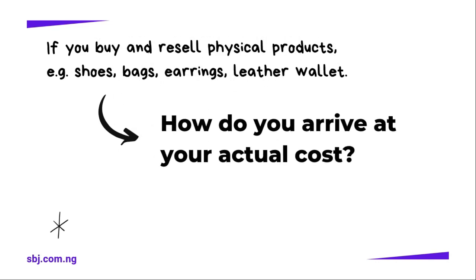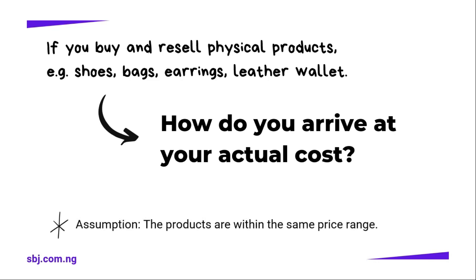So how do you arrive at your actual cost? You went to the market, you bought this beautiful product for your customers, but your stock. How do you arrive at your actual cost? So we're going to assume that the products are within the same price range. Of course, it's not as if you're buying 1 dozen of bags and maybe 6 of them cost a particular amount, another one costs another amount. No, we are going to assume that all the products are within the same price range, just for this example.